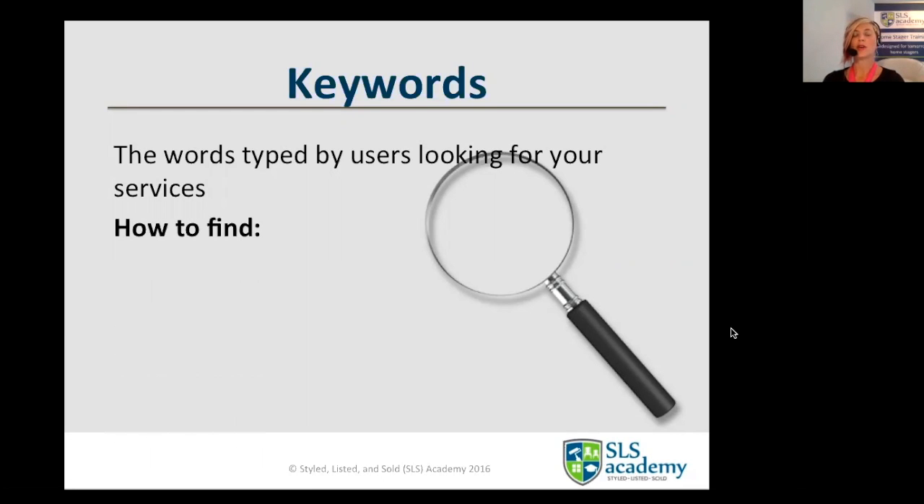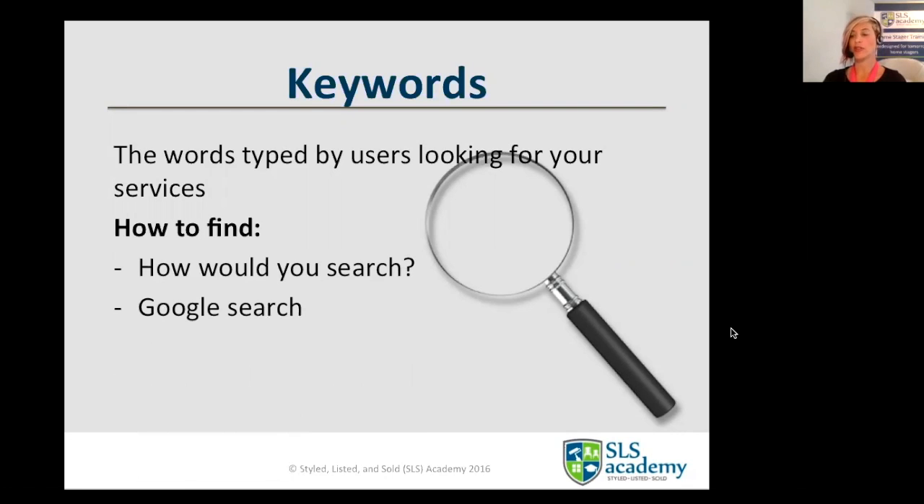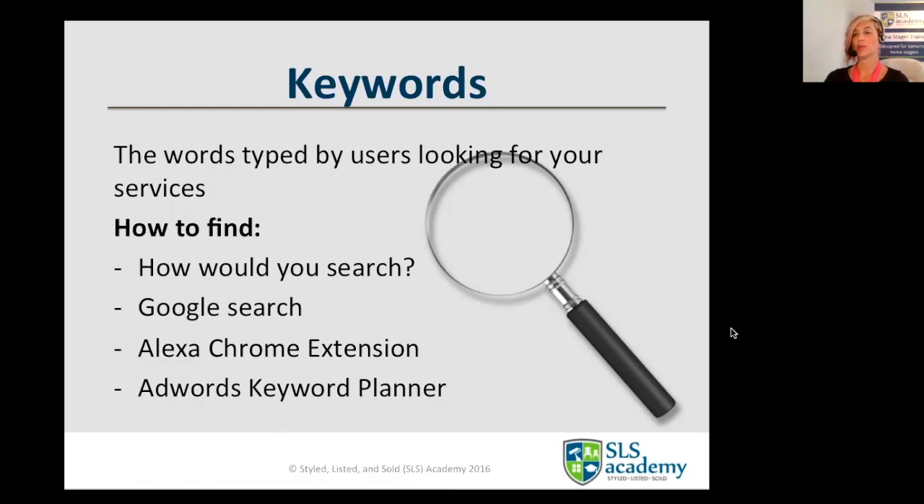Think about how you would search for your business online if you didn't know your company name, but you're looking for someone who provides your services. Do a Google search on this. You can also use what's called an Alexa Chrome extension. I'm going to show you how these work, as well as the AdWords Keyword Planner. I'm going to show you real quick.